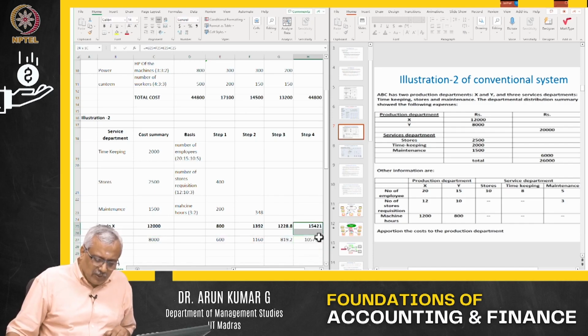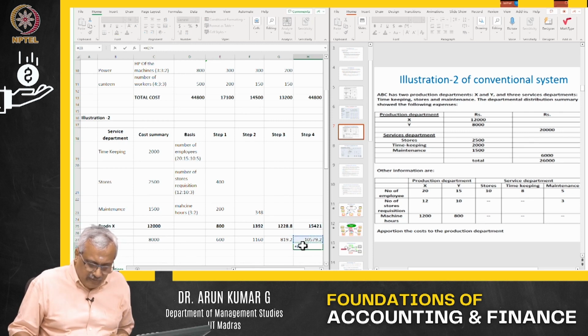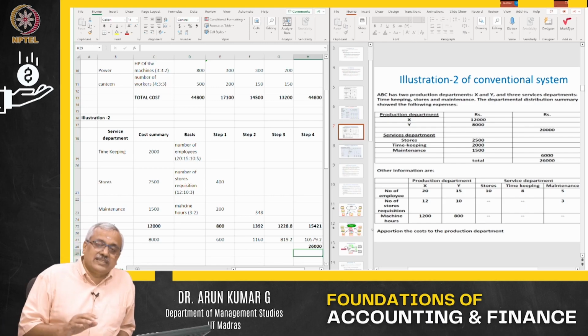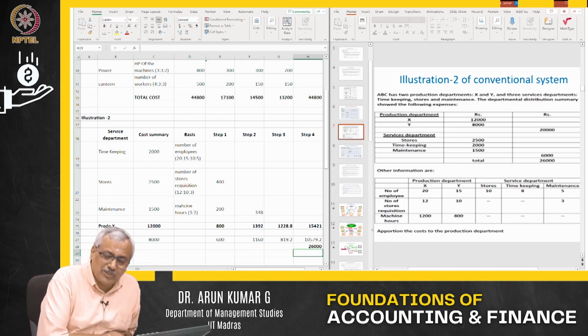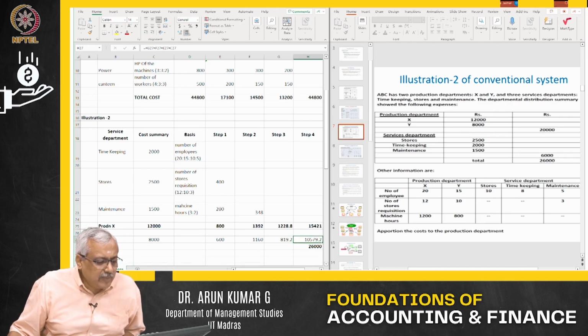And you can actually total these 2 and check, to re-verify whether we have included all the cost out here, and it is 26,000, and you can see in your problem also the total is basically 26,000. So, all the cost is allocated between production department X and production department Y. The total cost of production department X is 15,421, and the total cost of production department Y is 10,579.2. I can just knock off the decimals out here.